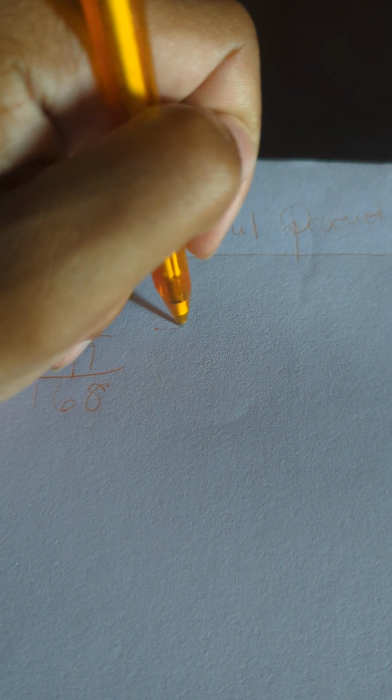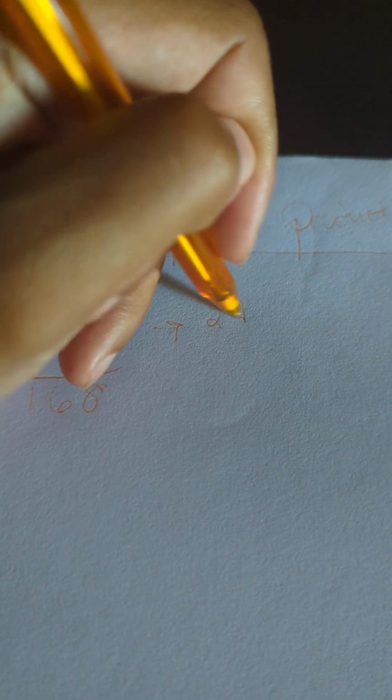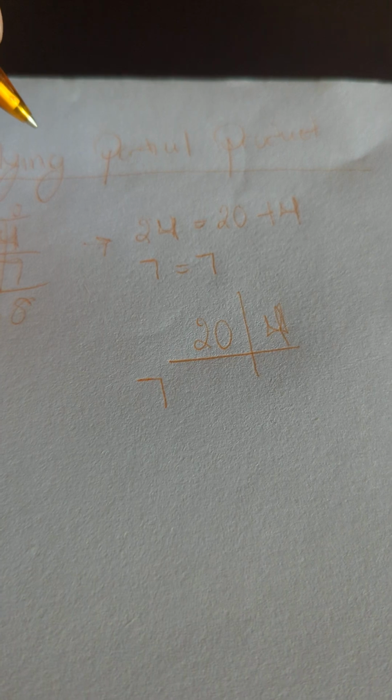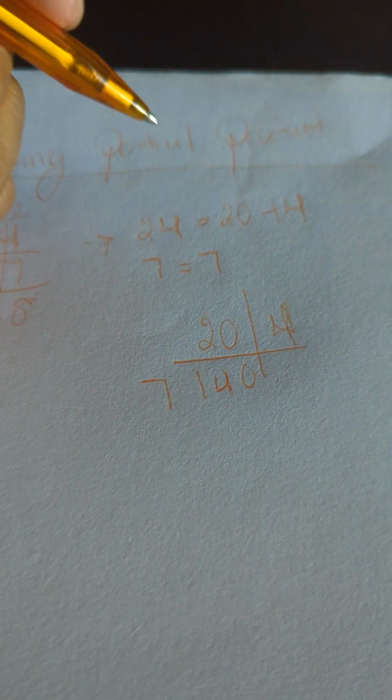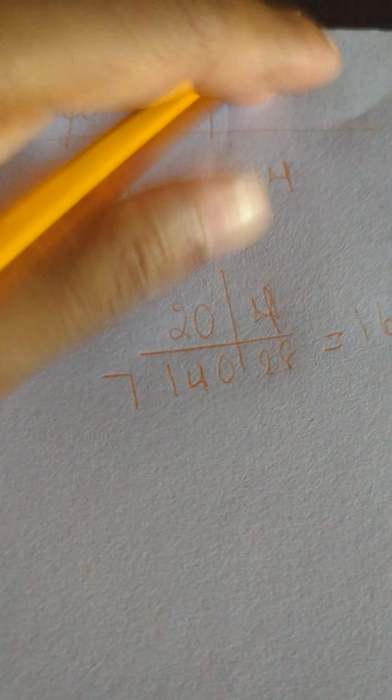However, there's another way you can do it. We say 24 is 20 plus 4, and 7 is 7. So we do 20 and 4 times 7. 20 times 7 is 140, and 7 times 4 is 28. When we add them together, this becomes 168.